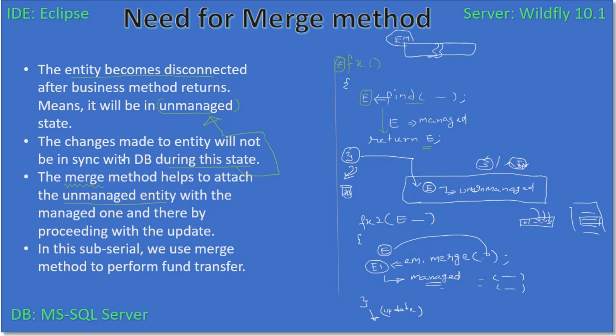In this sub-series, we use the merge method to perform something called a fund transfer. A fund transfer requires two accounts, right? We will use account 1 and account 2, and we will transfer the fund from account 1 to account 2. So the balance will get decremented in account 1, and in account 2 the balance will get incremented. That's what we are going to do in this series. This transaction can be done without using the merge method also, but just for demo purposes, we will use the merge method and perform the fund transfer.